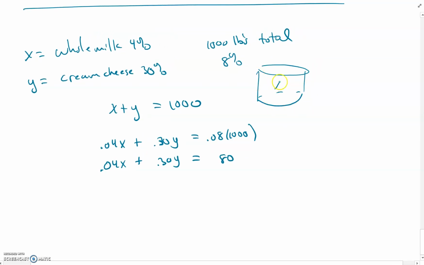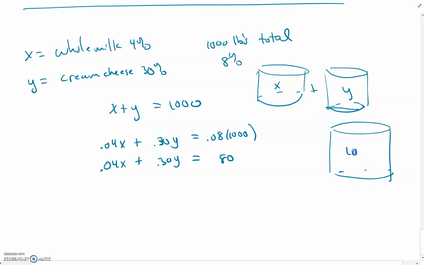There's one container, that's X. Here's another container. It might be a little bit different size. Don't really know. That's Y. And then put them together, you get this 1,000 pounds, right? Now the milk fat from each has to equal the milk fat in the total because you're adding together. So the milk fat in each one has to equal the milk fat in the total. We already know that that's 8%.